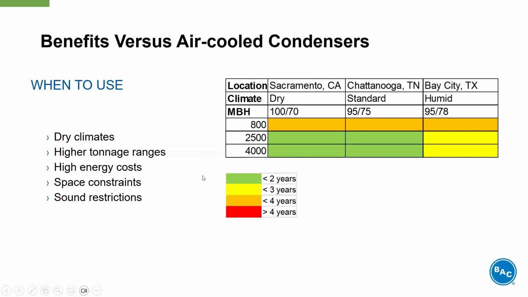Besides just the payback, what other considerations are important if you were going to go with an adiabatic? Some locations just have very high energy costs. I'm thinking places like the Northeast, high demand charges, high electric cost, that might push you more towards an adiabatic. Also, if you have space constraints, your adiabatic product will be a smaller footprint than a comparable air-cooled. And also, if you have sound restrictions, because we're using water through the adiabatic process, that means we need less airflow to make the same capacity. So your adiabatic product will have lower sound levels compared to an air-cooled.